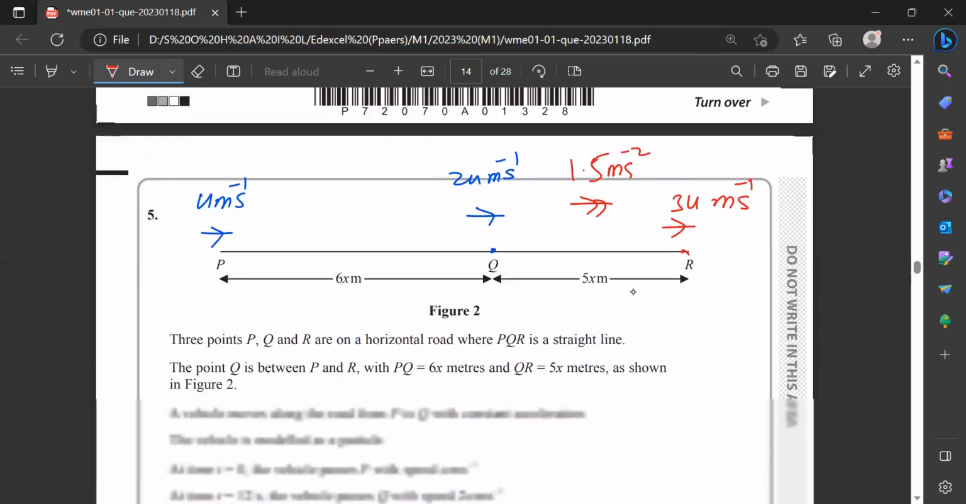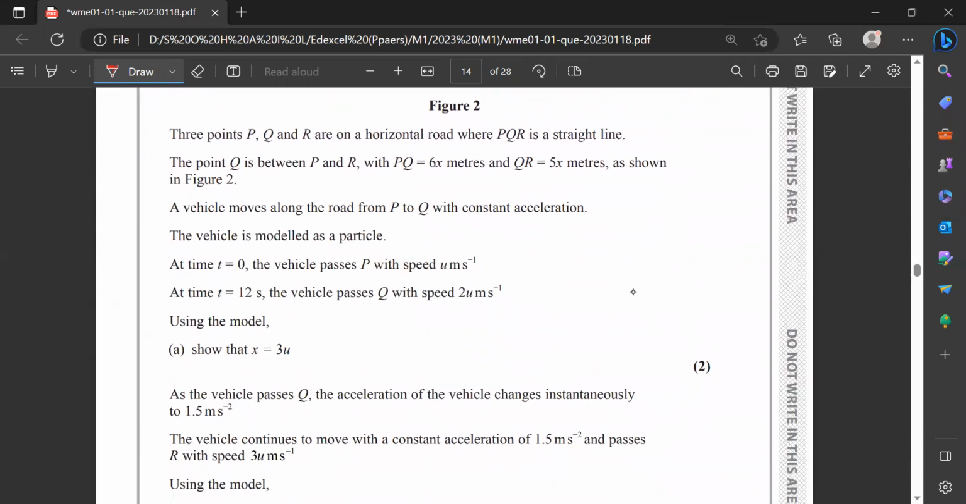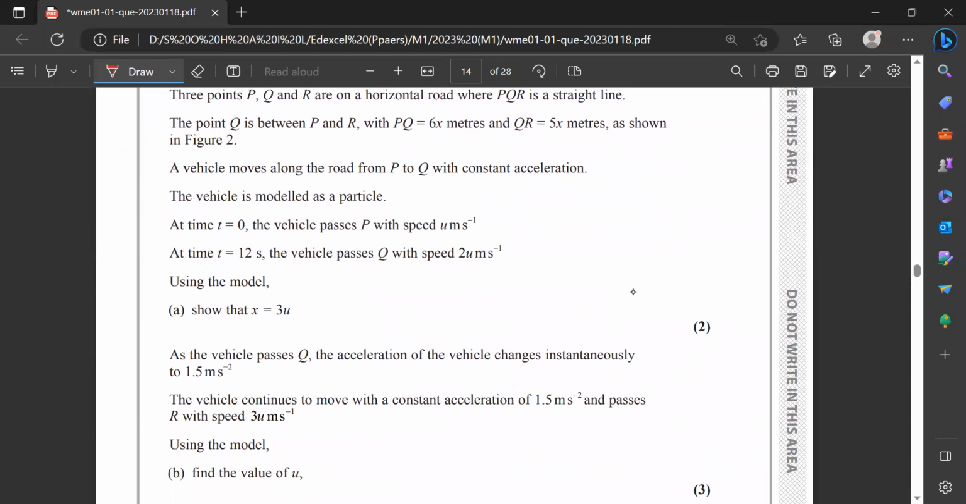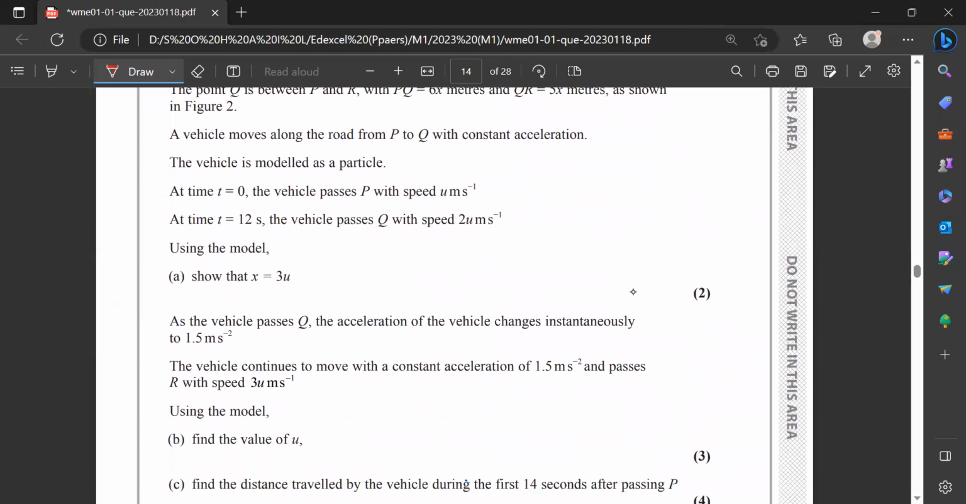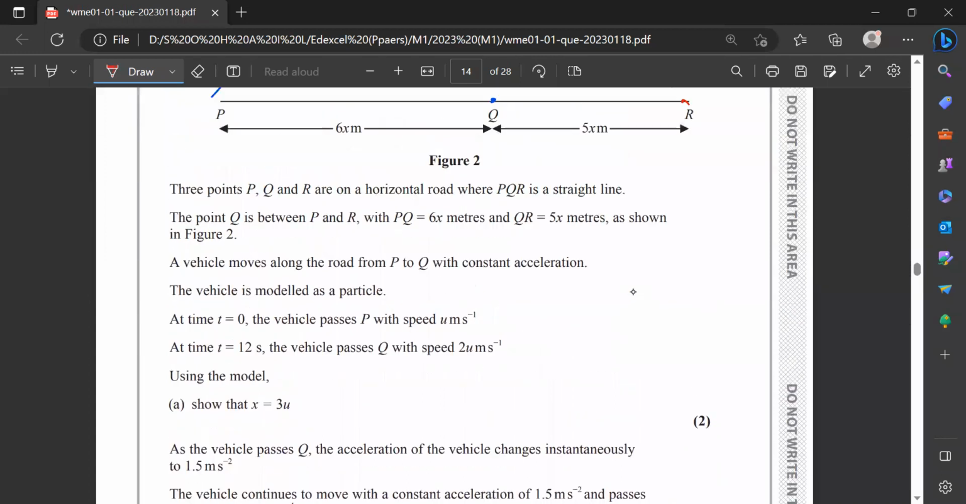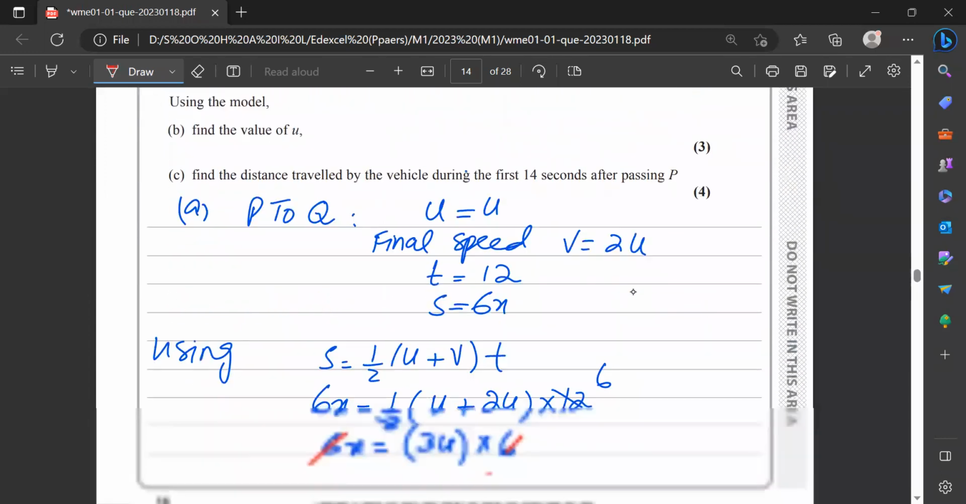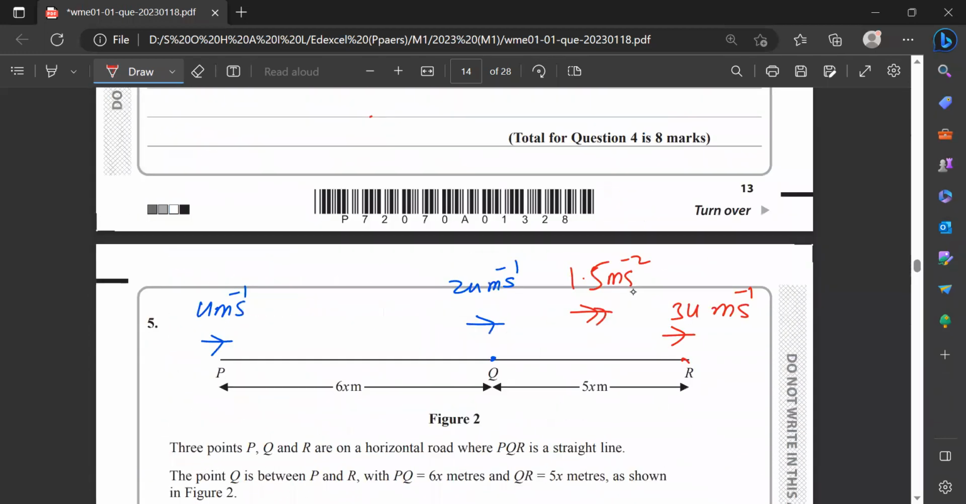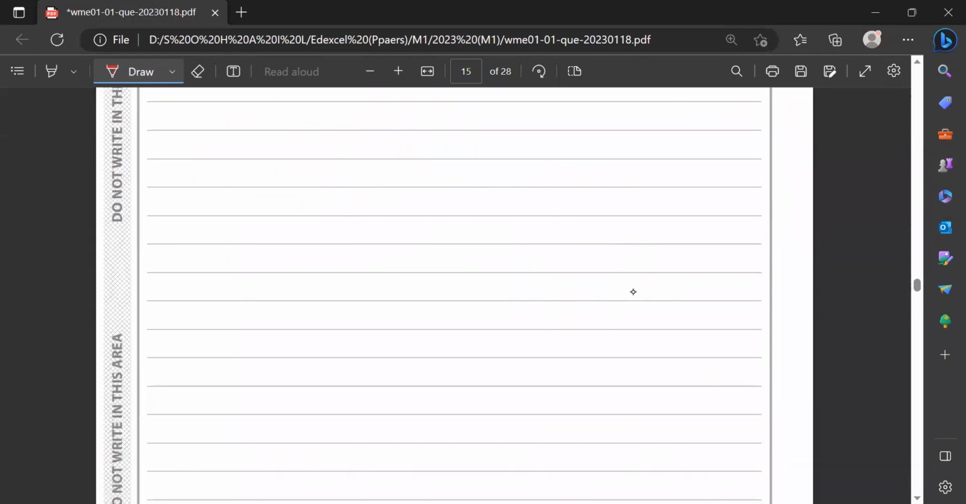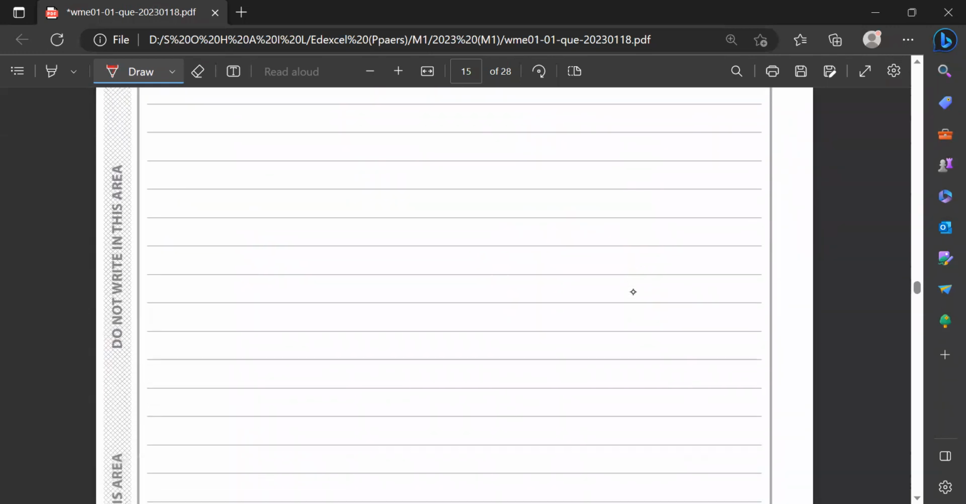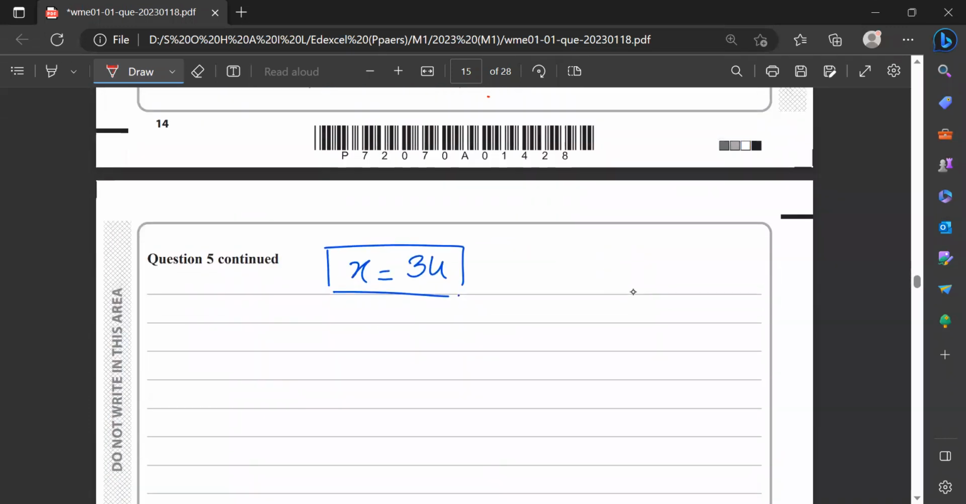Okay. Next question is: the vehicle continues to move and passes through R. Using the model, find the value of u. So motion from Q to R. This is part B. Motion from Q to R.